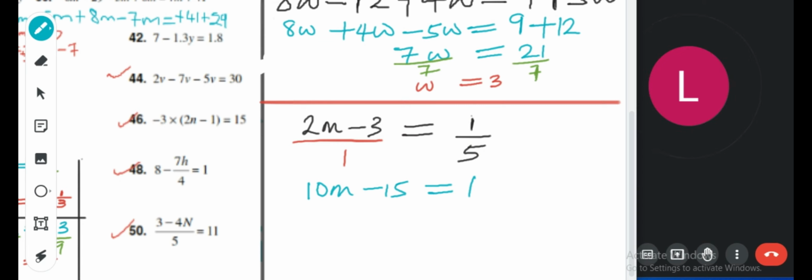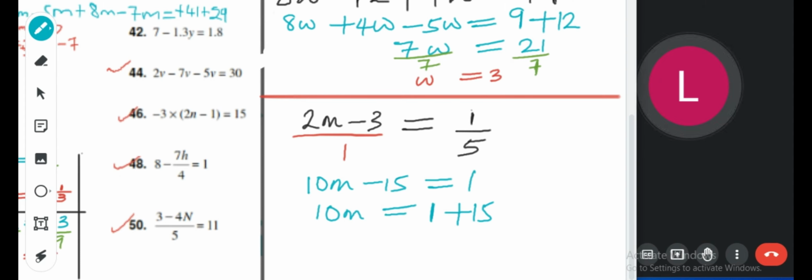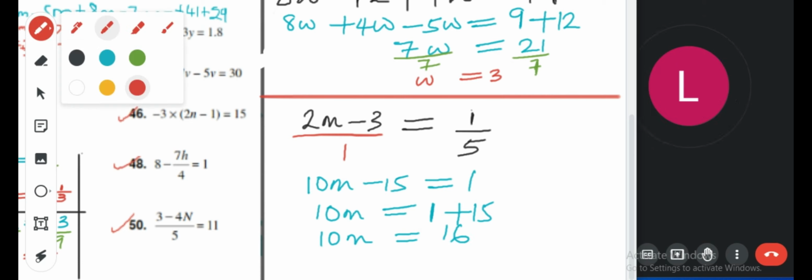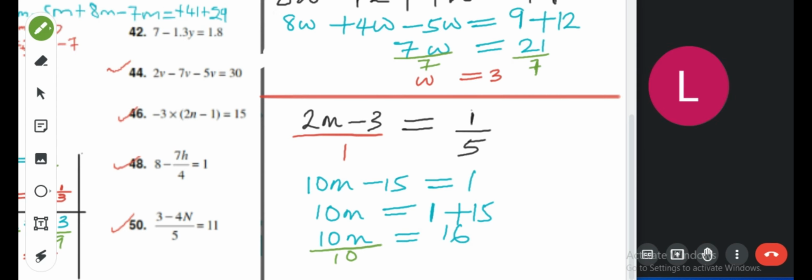So, we collect like terms. 10m is equal to, we write 1 first, and move the 15 to the other side. It is minus here. When it crosses over, it becomes a plus. So it becomes 1 plus 15. And that will give us 10m equals 16. So at this point we divide both sides by 10 as we normally do, divided by 10, divided by 10, and this will give us m.